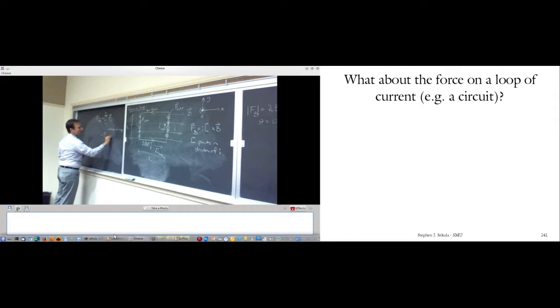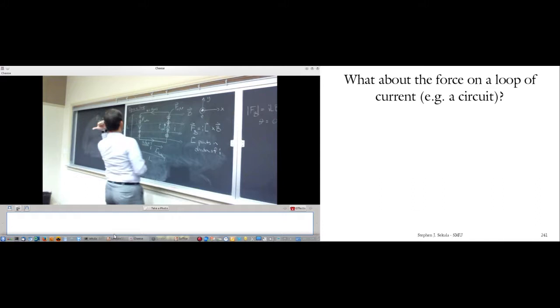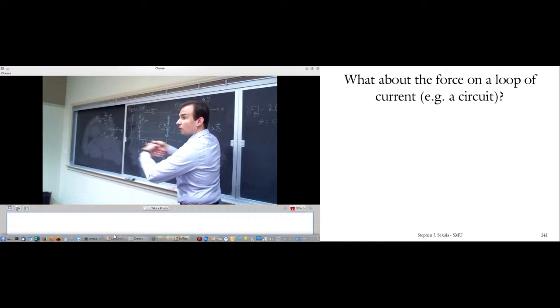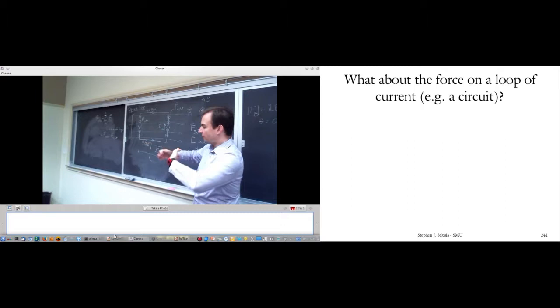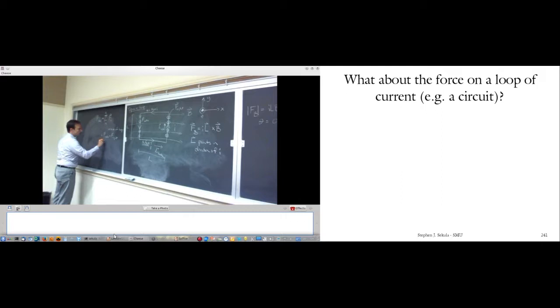So let's just look at the magnitudes of those for a second. We know that their directions are opposite. We know that F left points out of the board and F right points into the board. So they're opposing each other. What are the magnitudes of F left and F right? Same. The same. So these vectors oppose each other, and there's no net linear force on this loop of current. So that's not so bad.